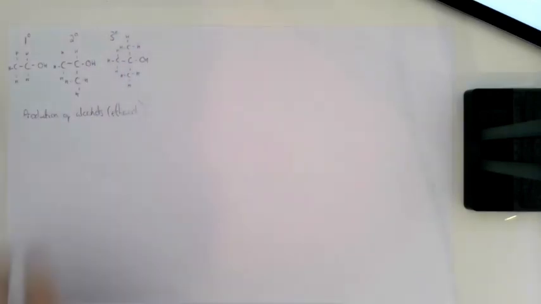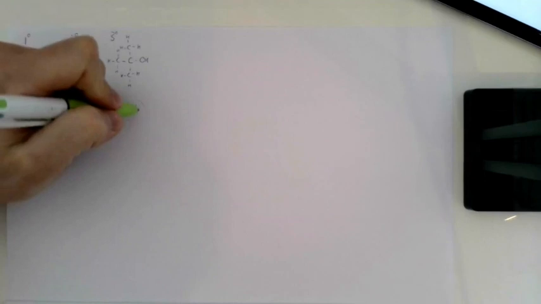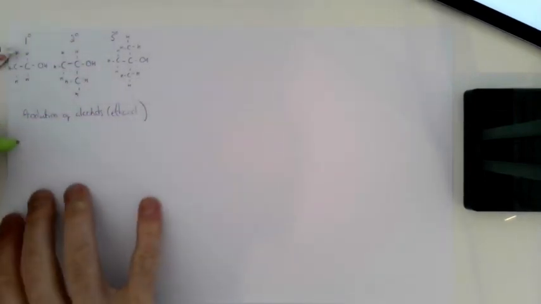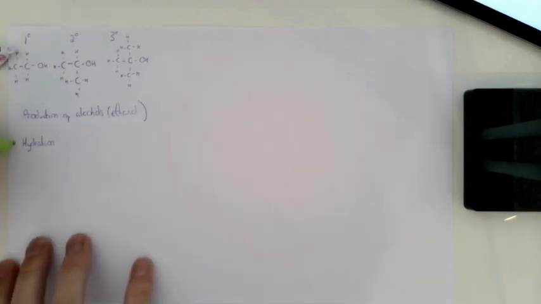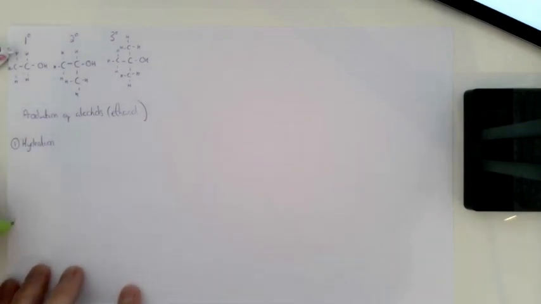So there's 2 ways of making ethanol. You've got hydration as a technique, so method 1 is hydration, and then you've got method 2, which is fermentation.